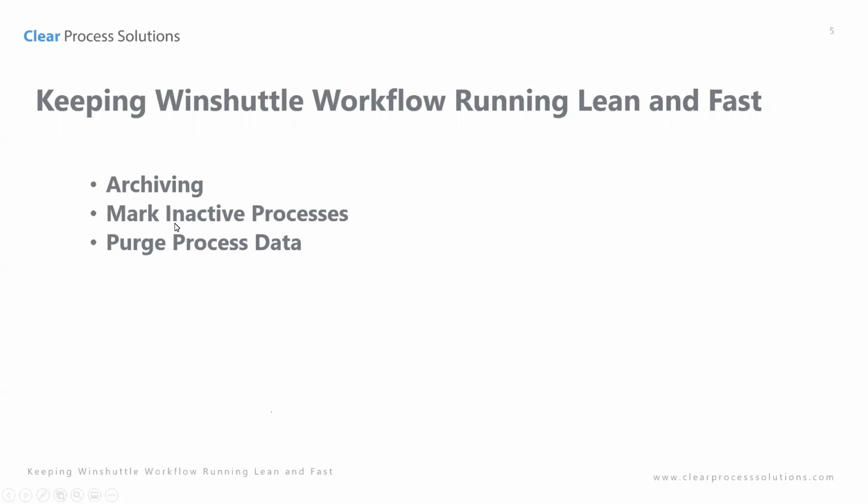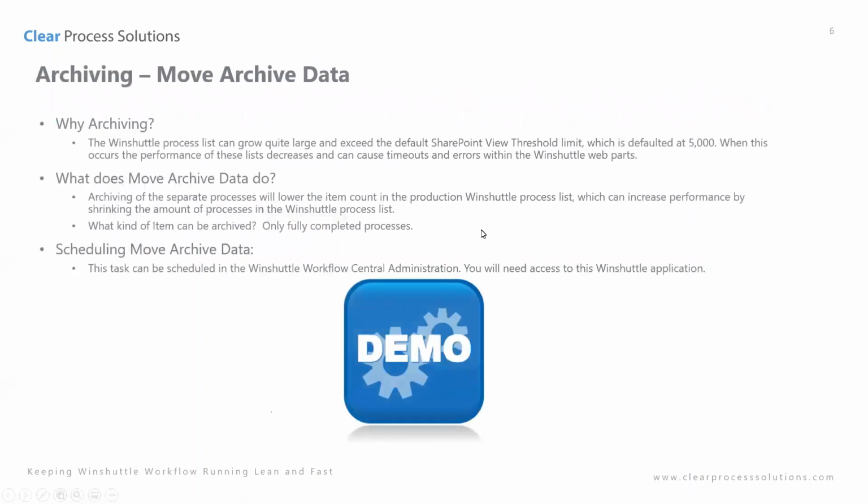We're going to really talk about the main three that I usually see, and that would be archiving, mark inactive processes, and then the purge process data. And if we get a few minutes, there is a little bit of bonus material I think I have on the PowerPoint too, just on something else with optimization too. So, well, let's get started on our first topic, and that will be archiving.